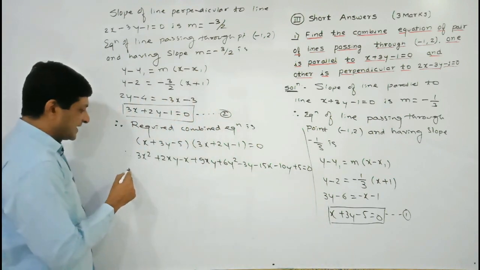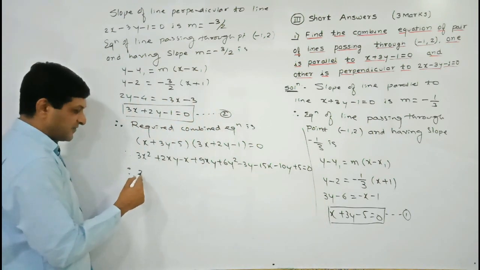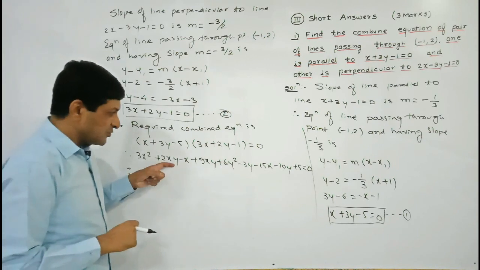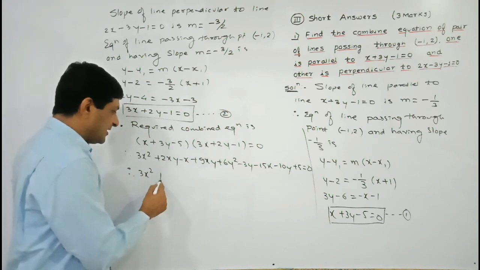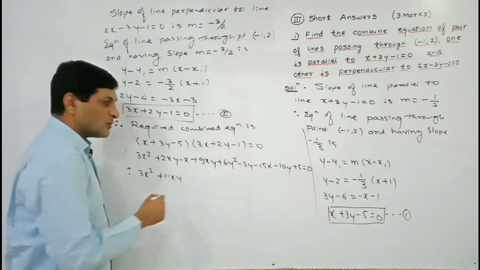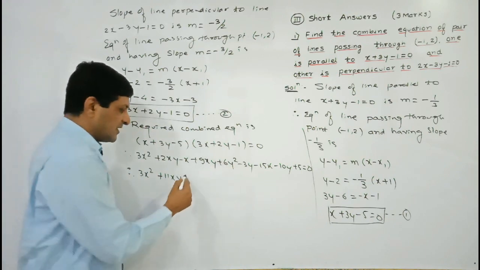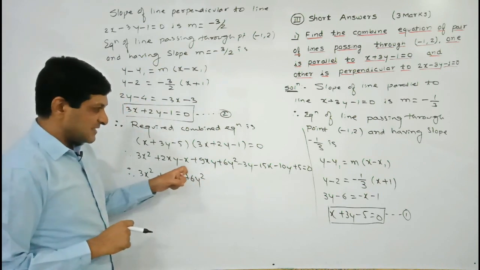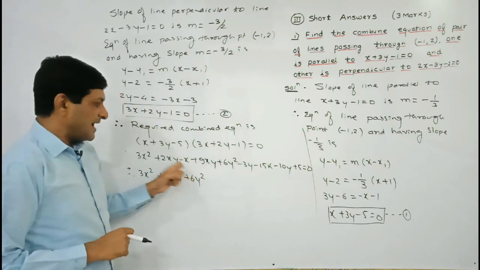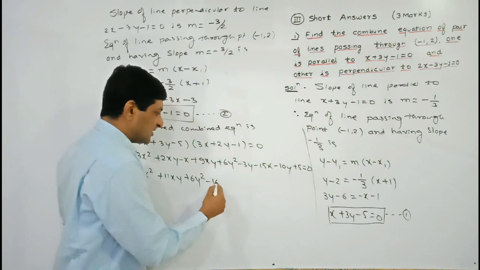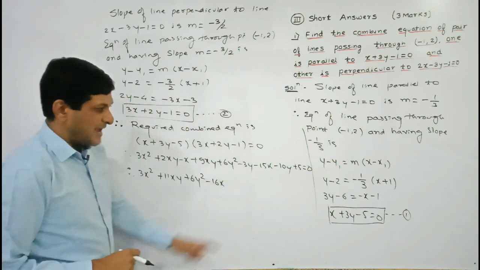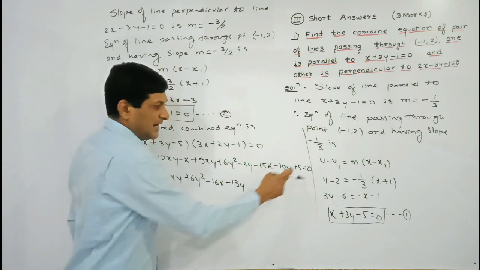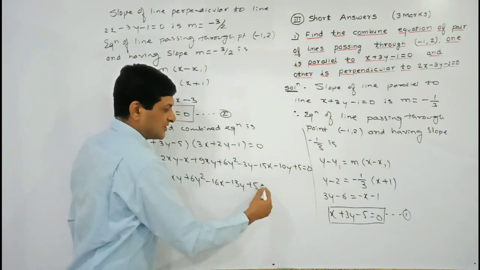So now first collect the terms of x square. Only one term of x square is there, so keep it as it is. Later on collect the terms of xy. 2xy plus 9xy will be equal to 11xy. Later on collect the terms of y square. Only one term of y square is there, that is 6y square. Now collect the terms of x. Minus 15x minus x will be minus 16x. Then collect the terms of y. Minus 10y minus 3y will be minus 13y. And lastly write down the constant term, that is 5.